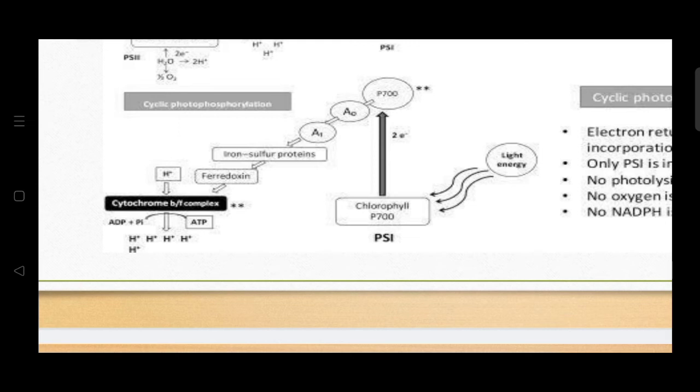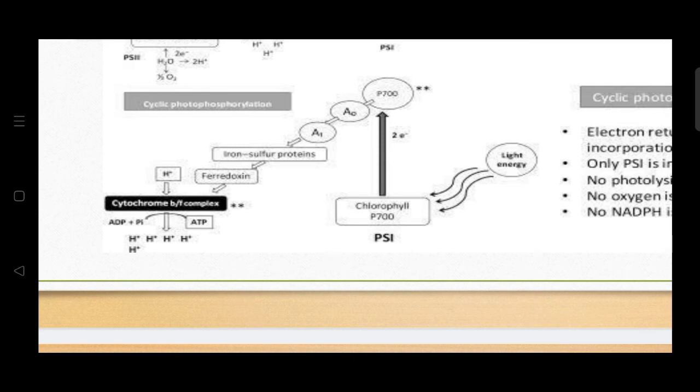When the molecules in PS1 are excited, the electrons are released. The electrons are captured by ferredoxin reducing substrate, that is FRS.